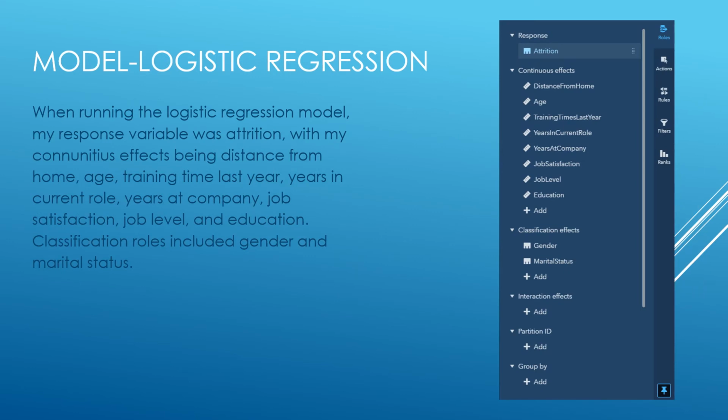The next model that we ran was the logistic regression model. When running the logistic regression model, my response variable was attrition, with my continuous effects being distance from home, age, training time last year, years in current role, years at company, job satisfaction, job level, and education. Classification roles included gender and marital status.